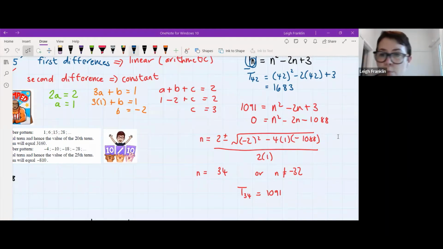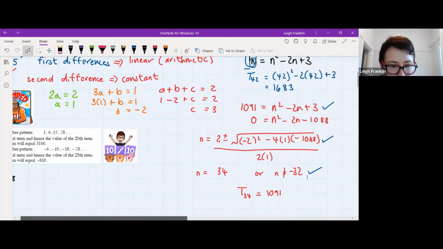So in other words, your marks would be allocated here for equating, here for factors or for the quadratic formula, and on this line as well. There wouldn't be any more than that. All right, so let's get on with our lesson.